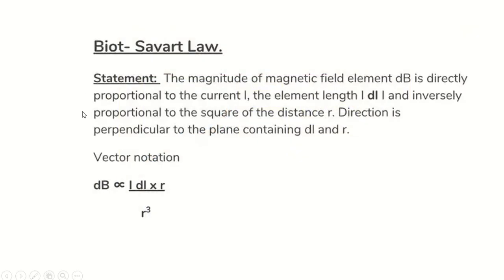This is the statement we discussed in the last class. The magnitude of the magnetic field element dB is directly proportional to the current I, the element length mod of dl, and inversely proportional to the square of the distance r. The direction is perpendicular to the plane containing dl and r. The vector notation is dB proportional to I dl cross r by r cube. So this is the vector notation of the Biot-Savart law. This is the statement.